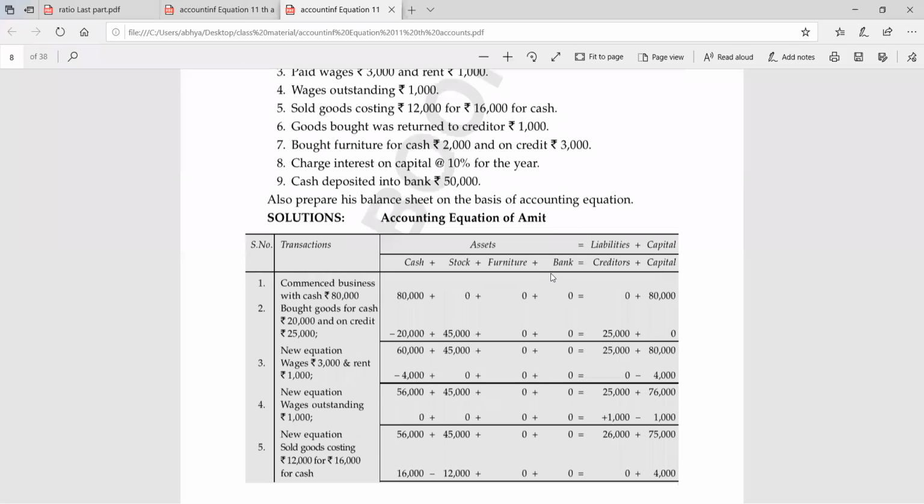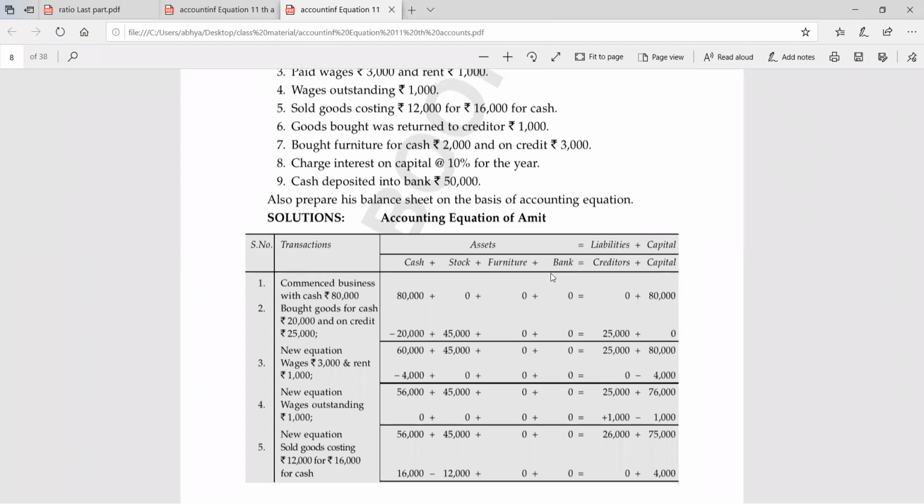Furniture, cash and creditors. Very good. Now tell me, furniture is an asset. So we are going to write furniture by what amount? Furniture we have purchased of what amount? 2,000 cash and 3,000 credit. Yes, everyone is giving me the correct answer. Total furniture we have purchased for 5,000.